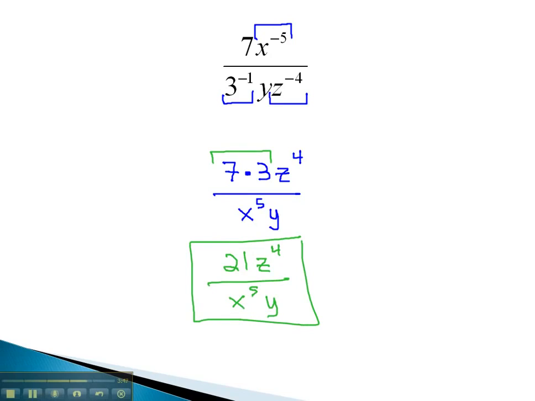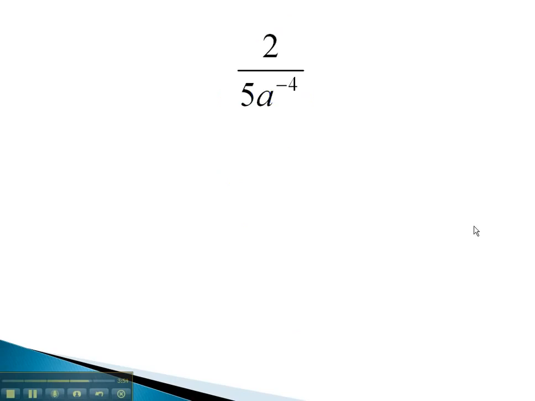Let's take a look at one more example, where we can see negative exponents moving the factor it's attached to the opposite side of the fraction. In this expression, we've got a to the negative 4th. Notice that exponent is only on the a, not the 5. This means the a is the only thing that will move to the other side of the fraction. We have a 2 in the numerator, and a to the 4th moves to the numerator. A 5 is in the denominator.